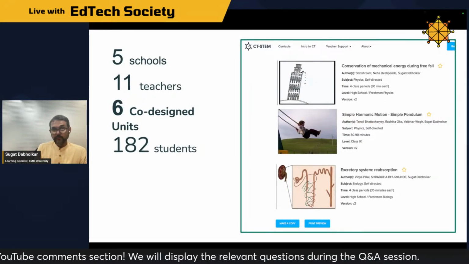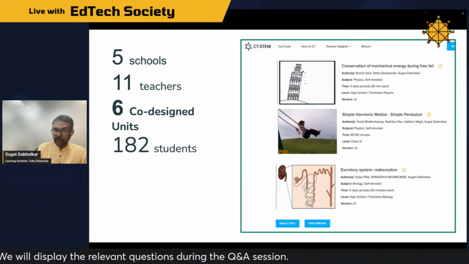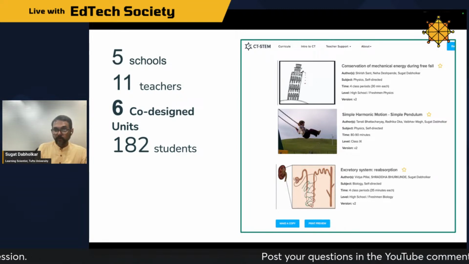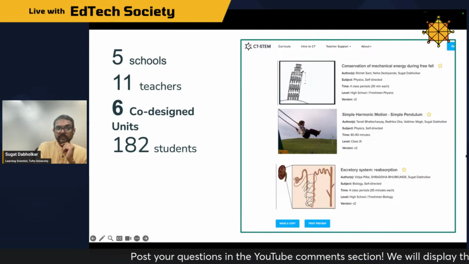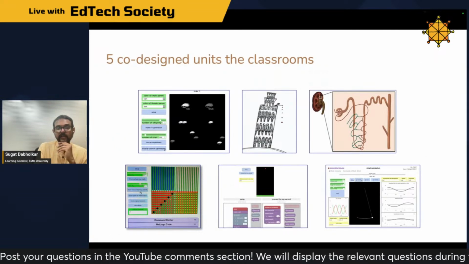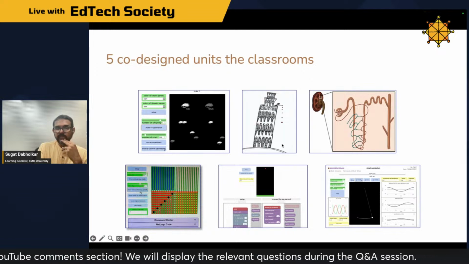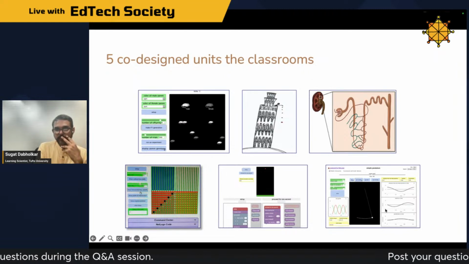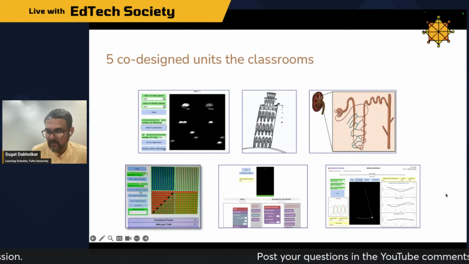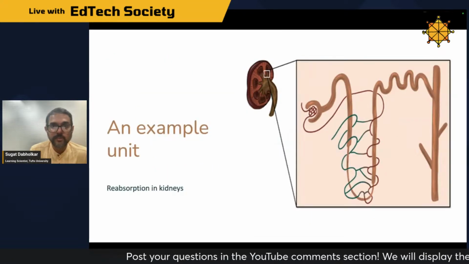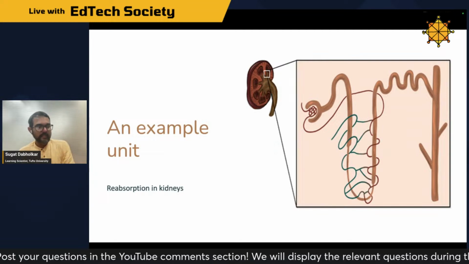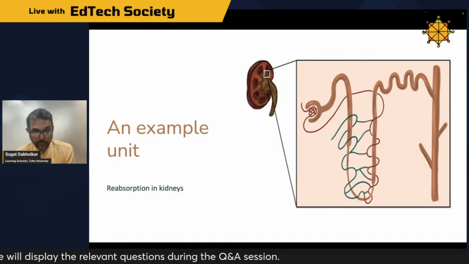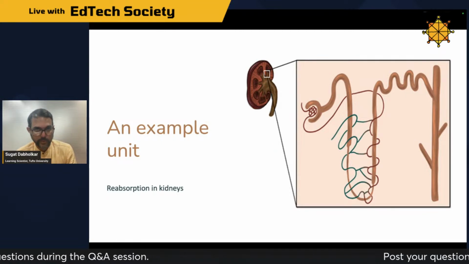and we created these six co-designed units, which were used to teach 182 students, and now they're being used. These are published on an open source website, and students from all over the world are currently using these units. They cover Mendelian inheritance, free fall and gravity, kidney reabsorption, coordinate geometry, and pendulum, that is, simple harmonic motion. So these are the units that we had, and I will briefly tell you about one unit, and we will listen to a teacher talking about her experience of working in such a co-design way.